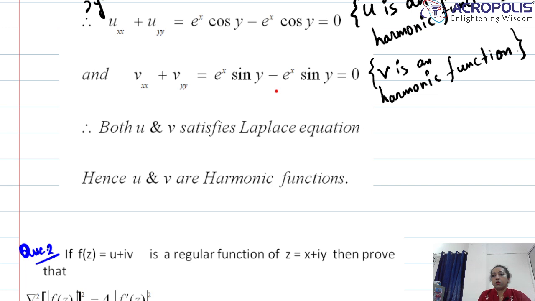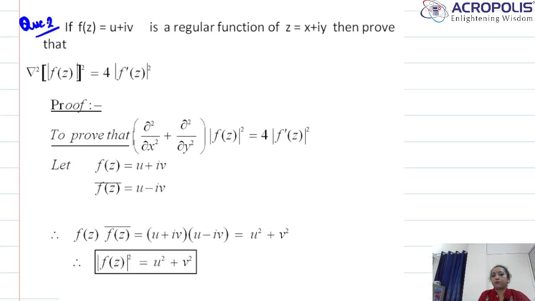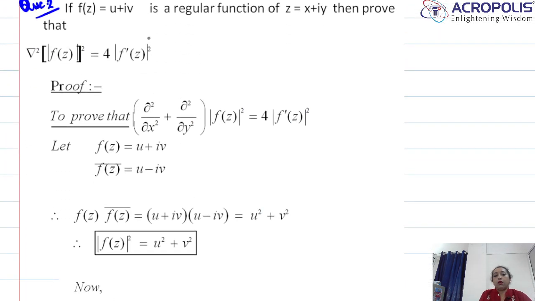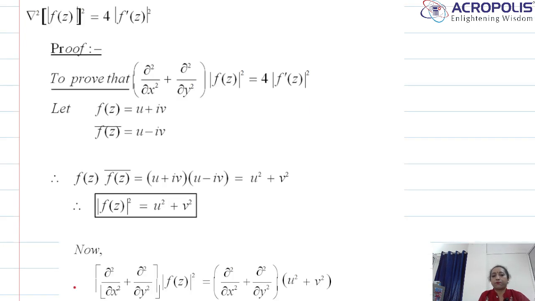Right? Now we will proceed with the second example. If f(z) = u + iv is a regular function of z = x + iy, then prove that ∇² |f(z)|² = 4 |f'(z)|². Here is the proof.